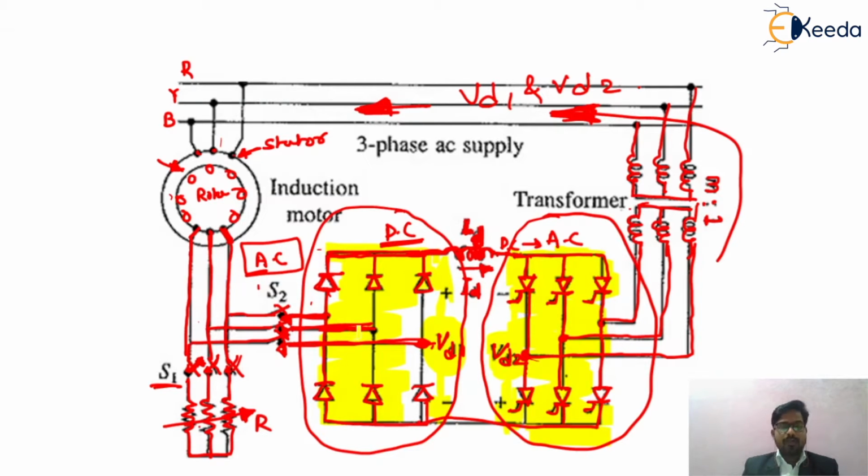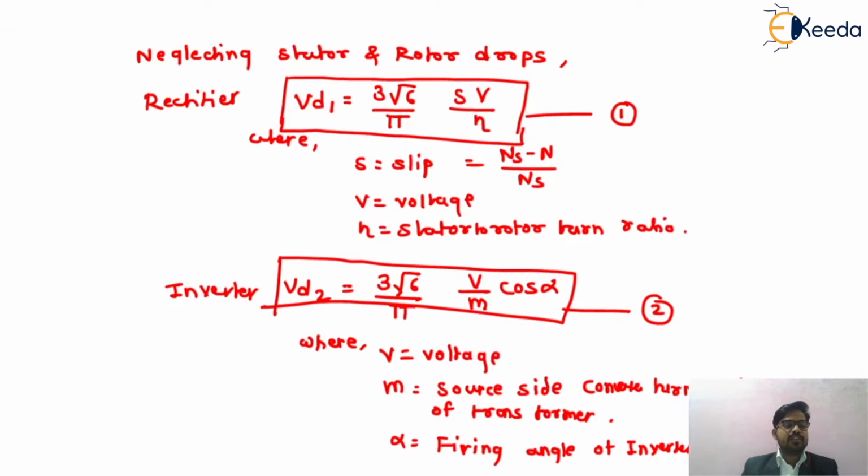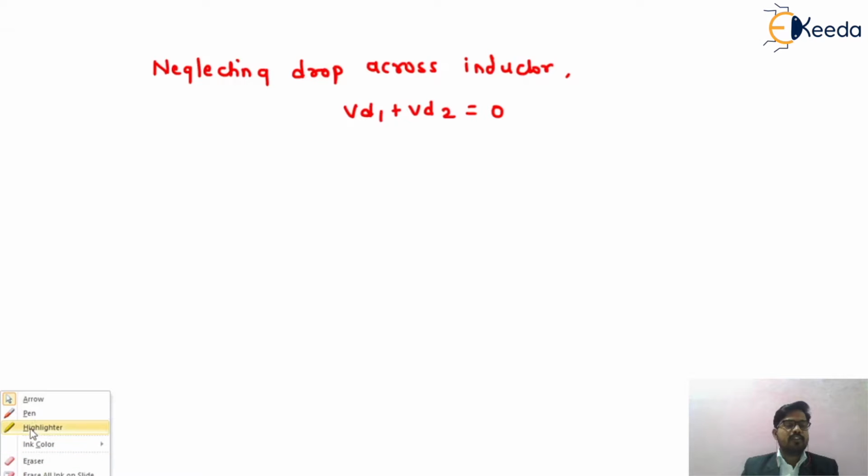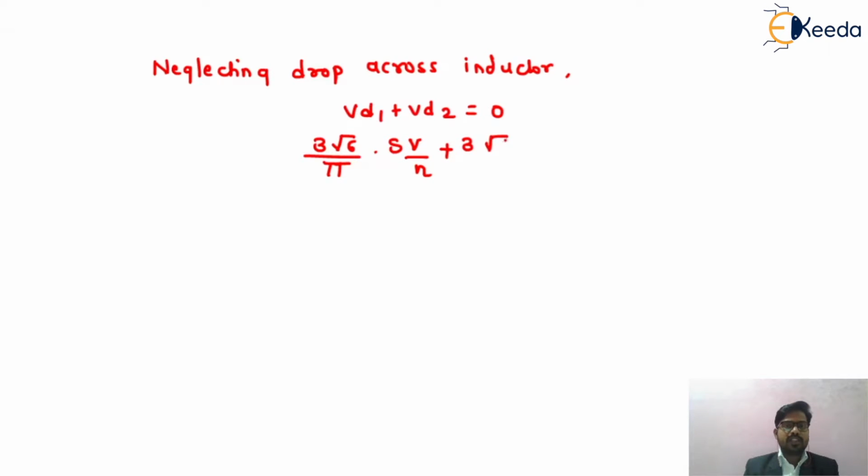Now we can substitute the values of VD1 and VD2 into that particular equation. So friends, now we can substitute the values of VD1 and VD2 into that equation, VD1 plus VD2 is equal to 0. So we get one important term, that is the equation of VD1, that is 3 into root 6 by pi into S into V divided by N plus 3 into root 6 by pi into V by M cos alpha is equal to 0.